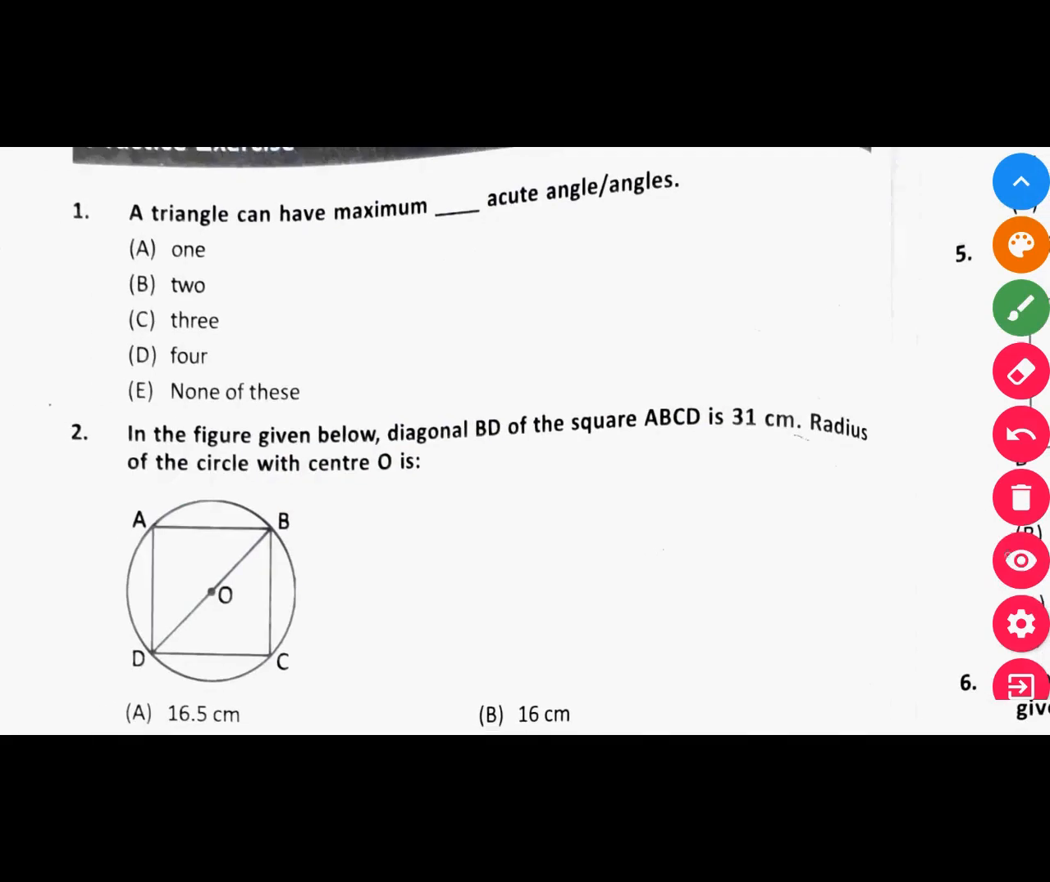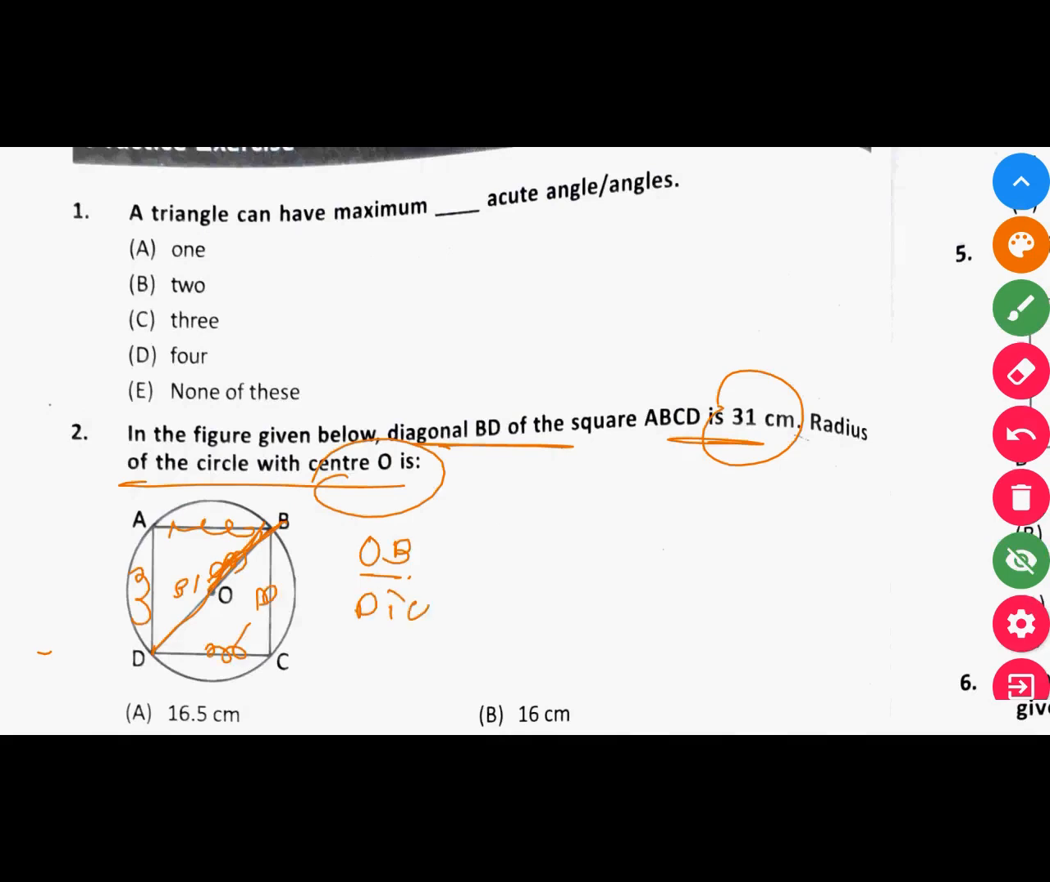Now the next one is, in the figure given below, diagonal BD of a square ABCD is 31 centimeter. Radius of the circle with center O we have to find. Now see, BD is given, which is 31 centimeter, and we have to find the radius, that is OB. Now if you look carefully, if we forget the square, what is BD? BD is the diameter of the circle, which is 31 centimeter, and we have to find the radius.